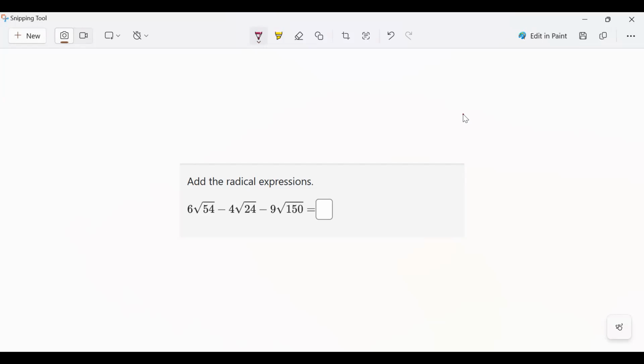Okay, let's go over the solution here. So one more time. The maximum perfect square going into 54 is 9, times 6. For 24, it's 4 times 6; 4 is the maximum perfect square going into 24. And for 150, it's going to be 25.